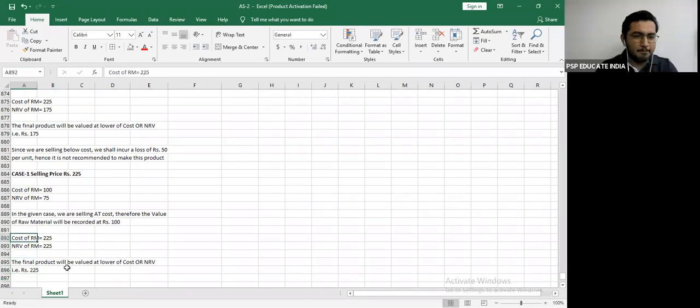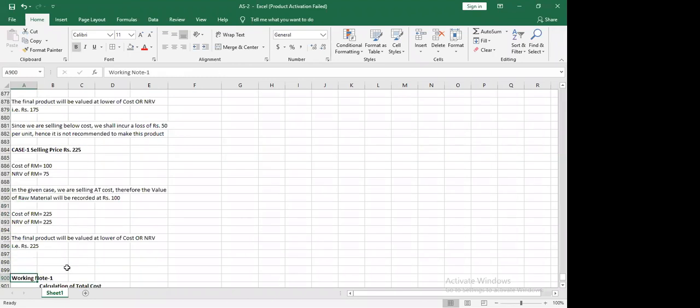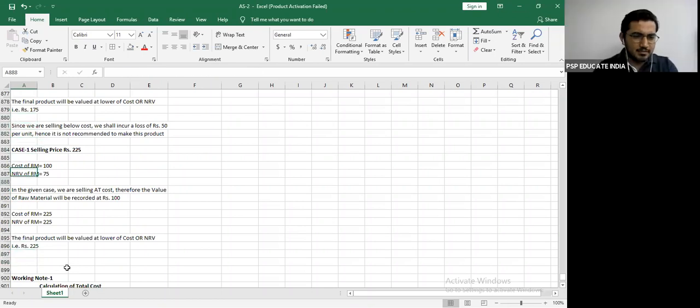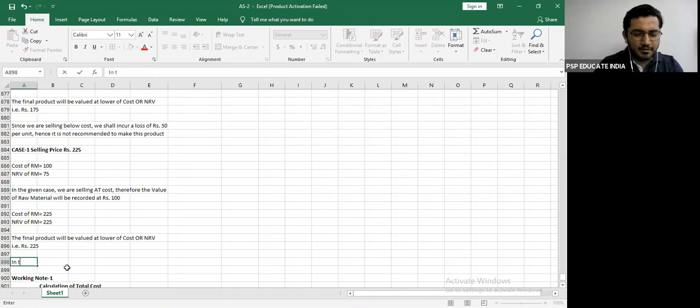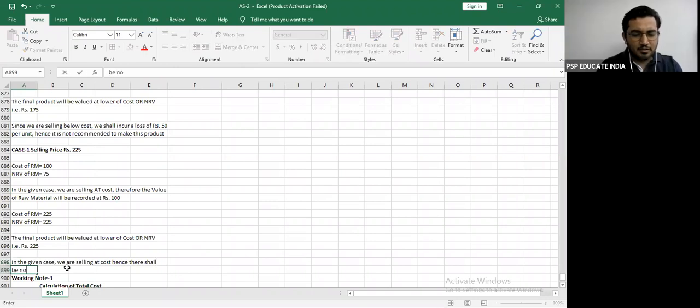225. Very good. Then? In the given case, as there is no gain or no loss because the cost and selling price are same, so it is not advisable to produce. Okay. So since, let's put that properly, in the given case, we are selling at cost, right? Yes. Hence, there shall be no gain on selling the product.